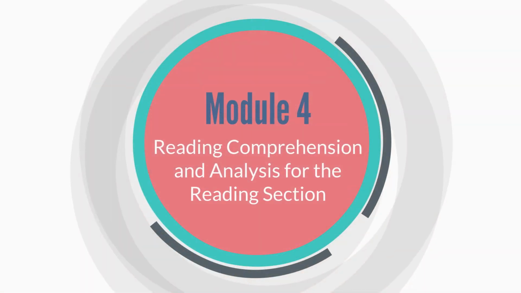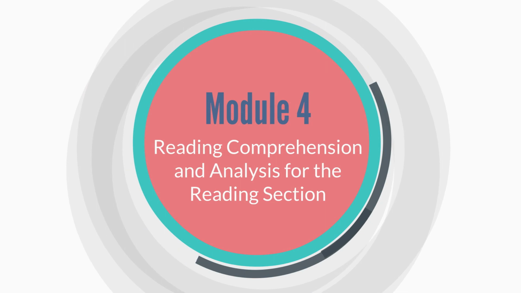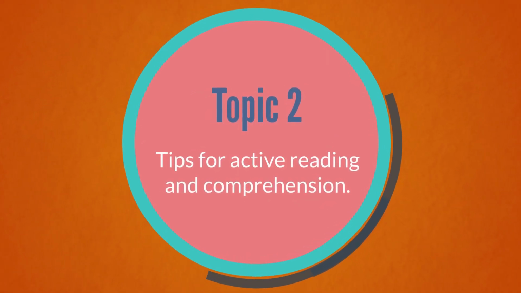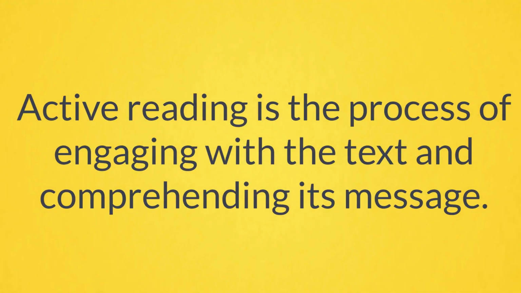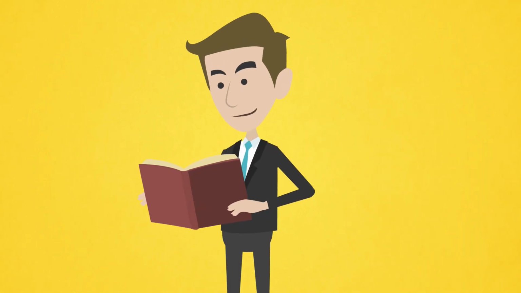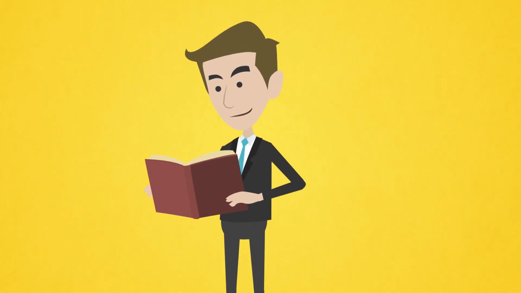Module 4, Reading Comprehension and Analysis for the Reading section. Topic 2, Tips for Active Reading and Comprehension. Active reading is the process of engaging with the text and comprehending its message. It involves actively thinking about what you're reading and analyzing the text's meaning. Here are some tips for active reading and comprehension.